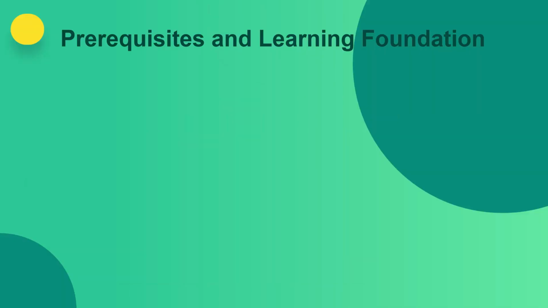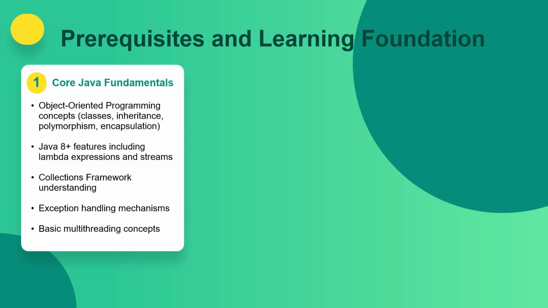Now, what are the prerequisites of this series? One, we have the core Java fundamentals. You must know the object-oriented programming concepts: classes, inheritance, polymorphism, and encapsulation. You must also know Java 8 and above features, including lambda expressions and streams. You must know the collections framework. You must know how to handle exceptions, and then basic multi-threading concepts.